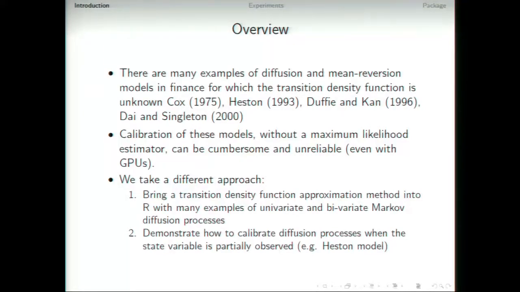And as I was trying to do the Heston model, I thought, well, why don't I just bring across a whole load of code that the author had written in MATLAB and then extend it from there, rather than just having a piecemeal approach.